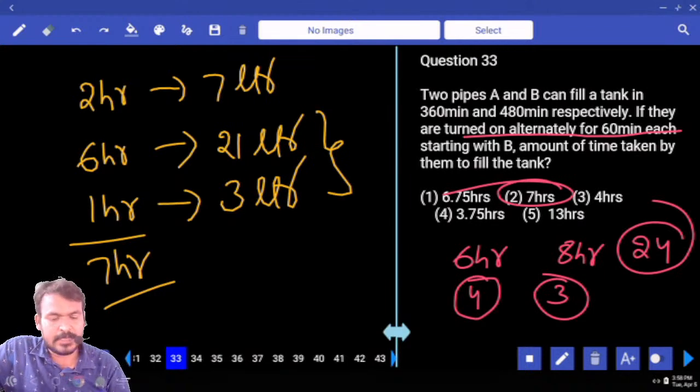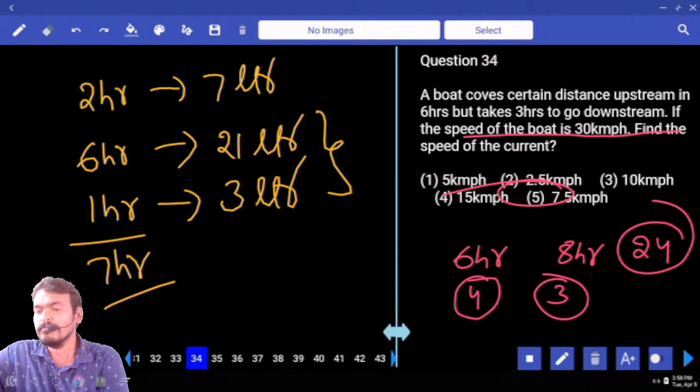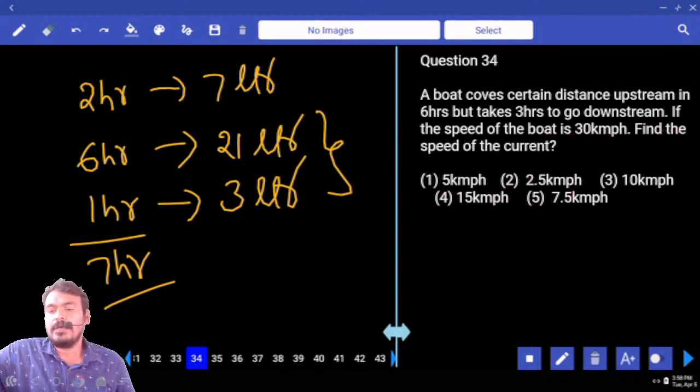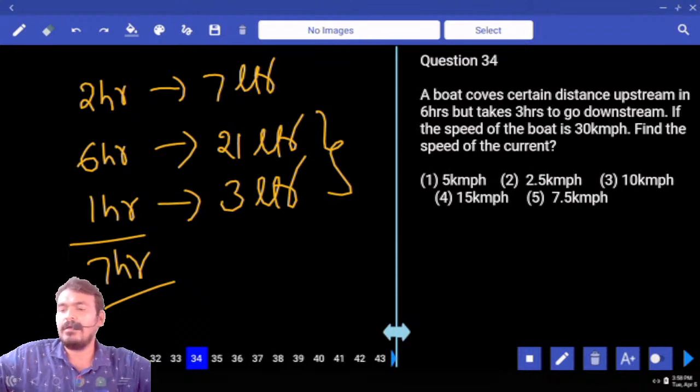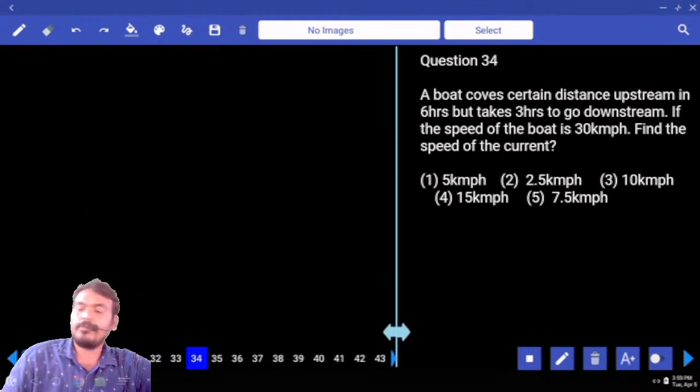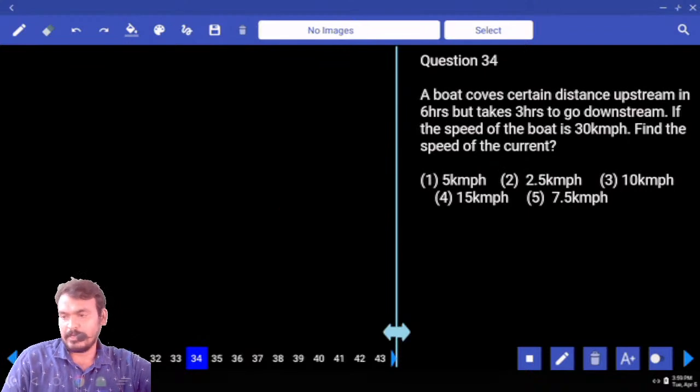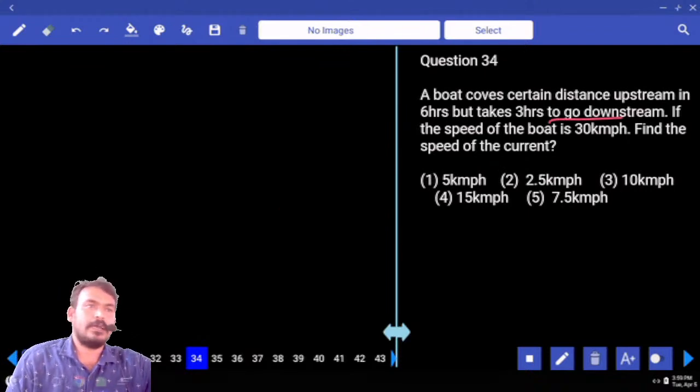Next question number 34. A boat covers a certain distance upstream in 6 hours, but it takes 3 hours to go downstream. If the speed of the boat is 30 km per hour, find the speed of the current. In upstream how much time is taken? 6 hours, but in downstream 3 hours.